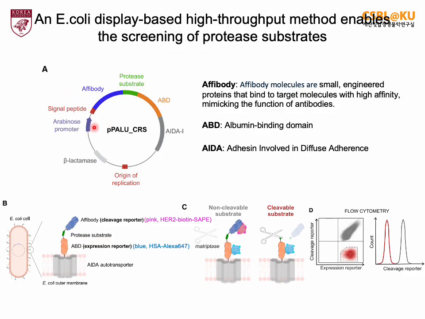The fusion is multivalently displayed on the outer membrane by the IDA outer transporter, exposing the substrate between affibody and ABD for on-cell protease access. After protease treatment, cells are stained with HER2 biotin SAPE to read the cleavage reporter and SHA Alexa 647 to read the expression reporter. Non-cleavable substrates keep both signals, like the gray line shown in Figure D, and cleavable ones lose the HER2 signal, the red line.